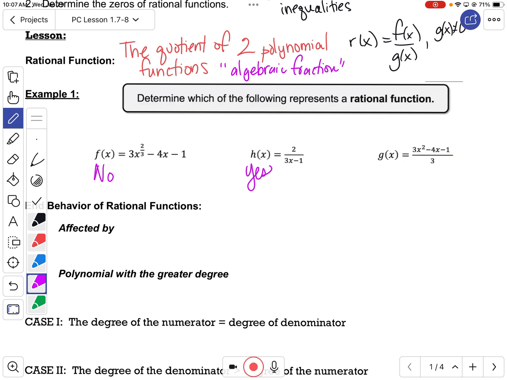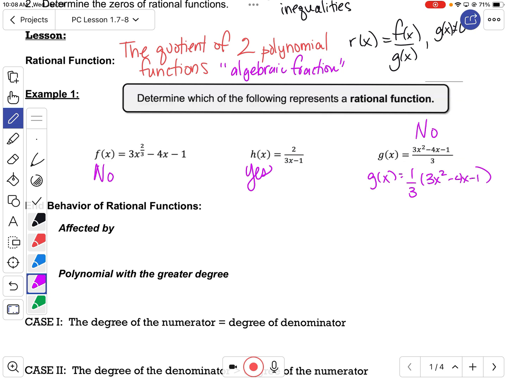Most people will say yes. But could I rewrite this? Could I rewrite it like that? Yeah, all I did is pull out that factor of 1/3. So typically we will say this one is a no. If I have a constant in the denominator, then we say that it's just a polynomial function because I could pull that constant out as a fraction. So only if the constant is in the numerator do we say that it is indeed a rational function. I just wanted you to see the difference between those two things.